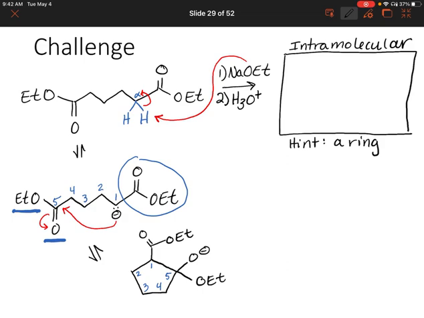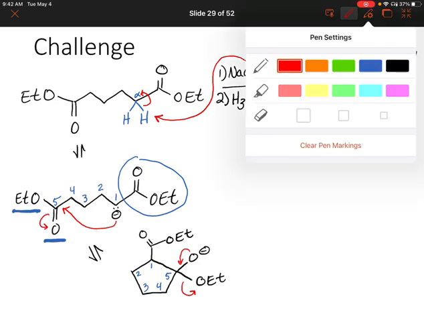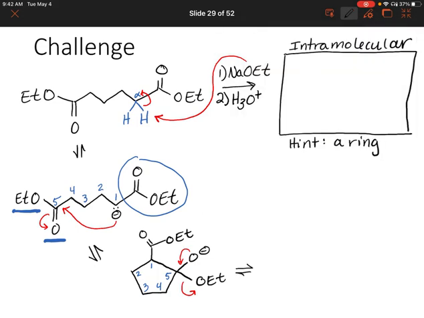Now, what's great here is that the ethoxide group is a good leaving group. So we can form a double bond with our negatively charged oxygen and then kick out that ethoxide group. All right, so now we have a ketone and an ester.